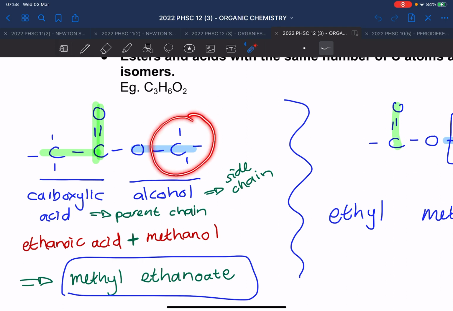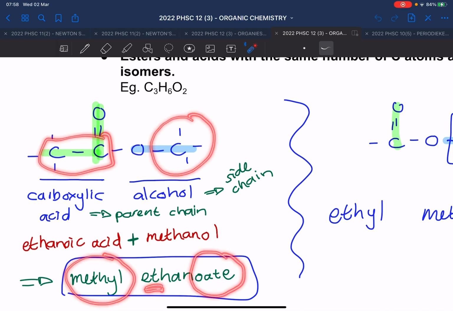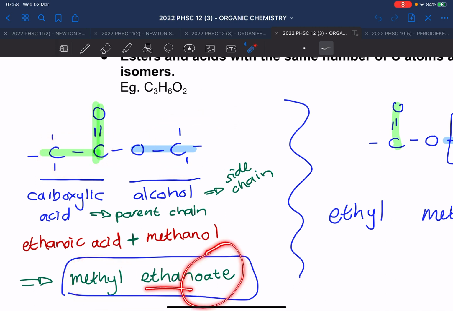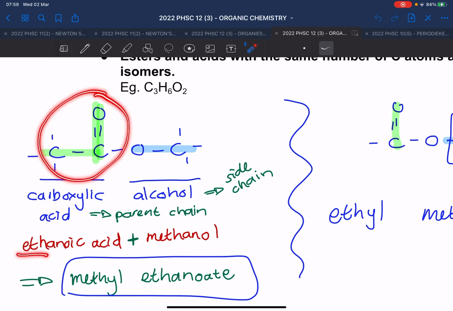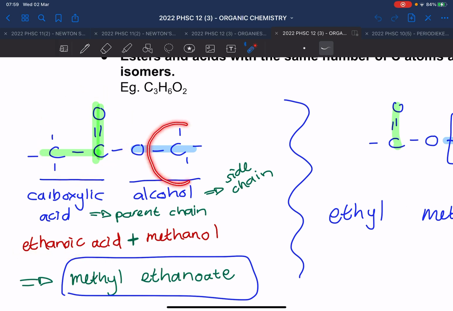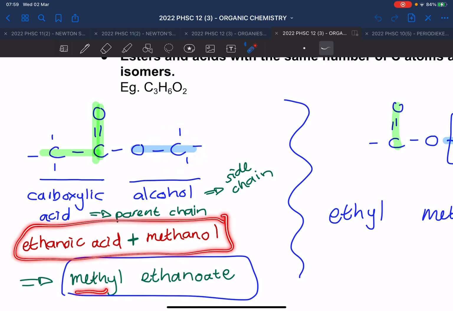The one with the O and then a carbon is always a side chain. One carbon on a side chain is called methyl. Two carbons are called eth. And then the suffix for an ester is oate. So it's ethanoate. Okay, so methyl ethanoate. I also said the parent chain comes from the carboxylic acid. So this carboxylic acid would have been ethanoic acid. And the side chain always comes from the alcohol. So this would have been methanol. These two together give you methyl ethanoate.